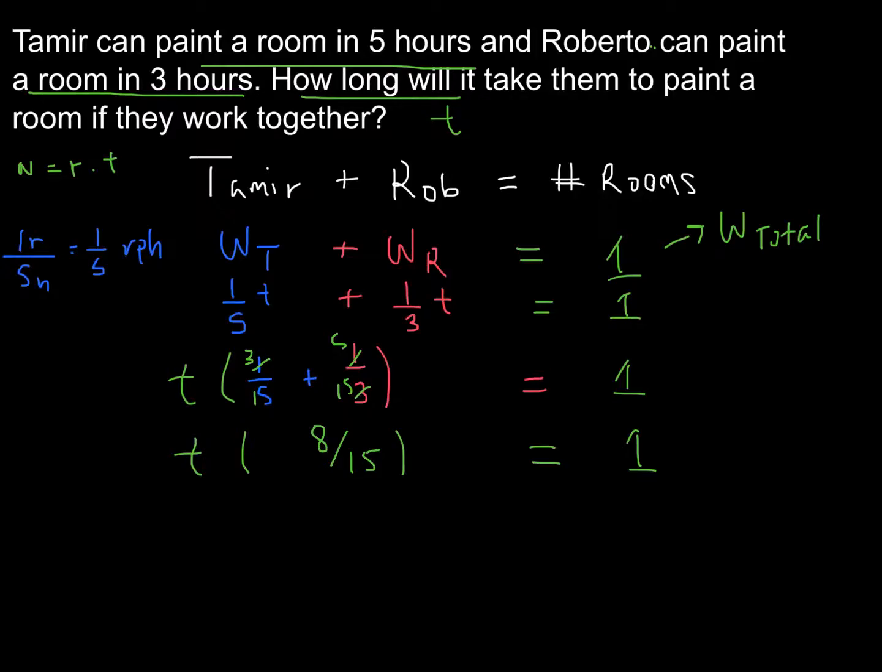So now I can solve for T, and the way that I can do this is I can divide by 8/15, or multiply by the reciprocal, right? So I multiply by 15/8 on both sides. Okay? So over here, 15 over 15, 8 over 8, and I'm left with T is equal to 15/8. And what is 15/8? Well, that's going to be 1 7/8. So the time it's going to take them to paint the whole room together is 1 7/8 hours.